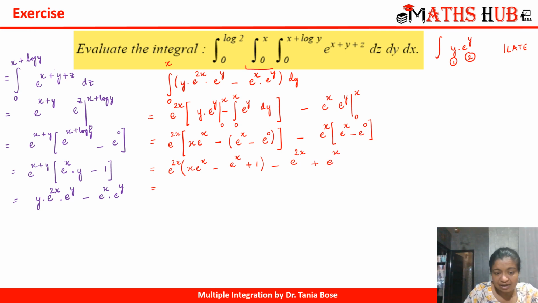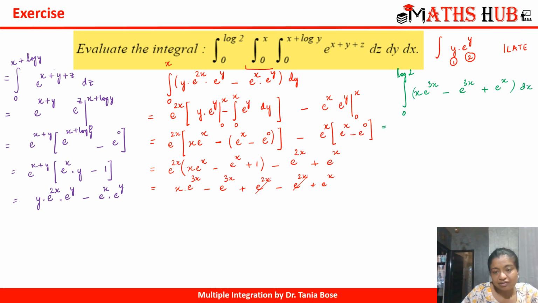So let us expand it. This is x e to the power 3x minus e to the power 3x plus e to the power 2x minus e to the power 2x plus e to the power x. So e to the power 2x cancels and these three are the leftover terms, right? Now, finally, we need to integrate 0 to log 2. The terms are x e to the power 3x minus e to the power 3x plus e to the power x with respect to x, right?